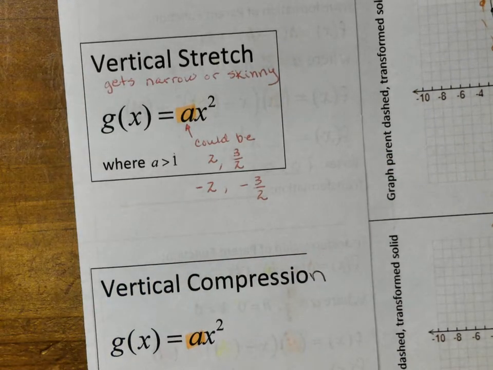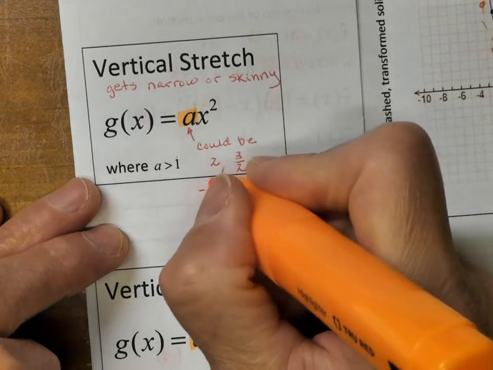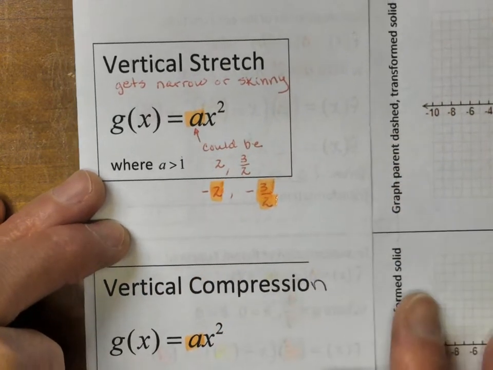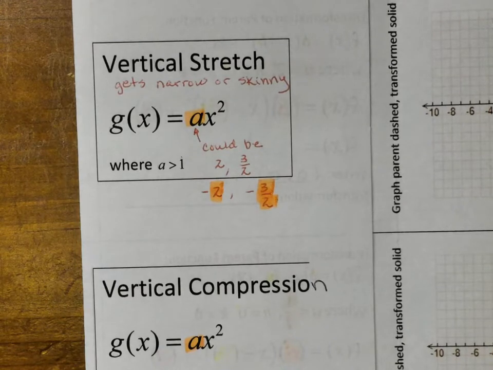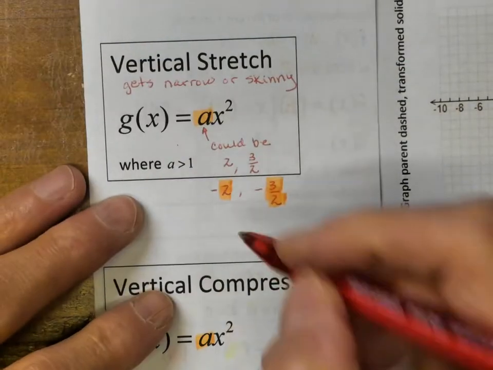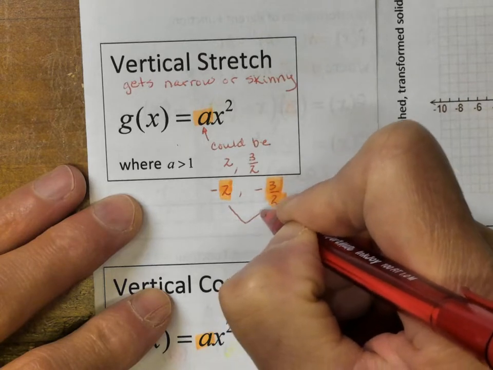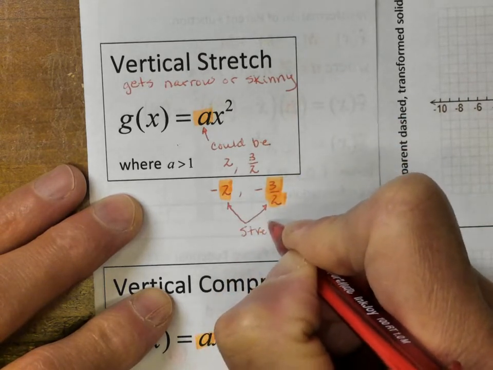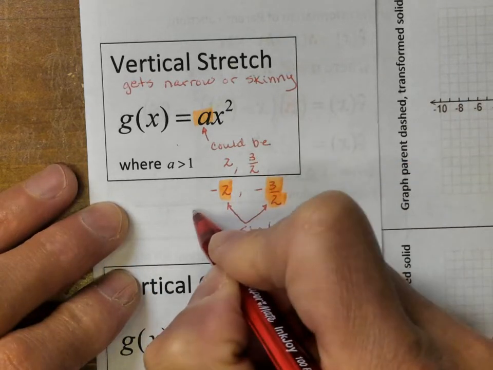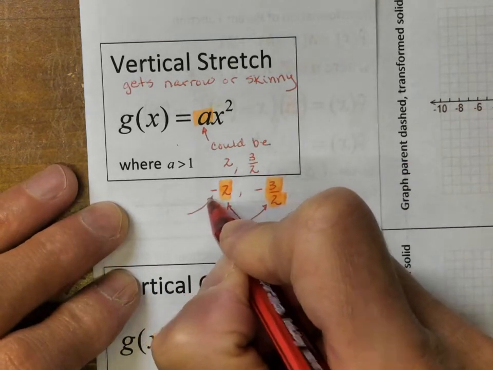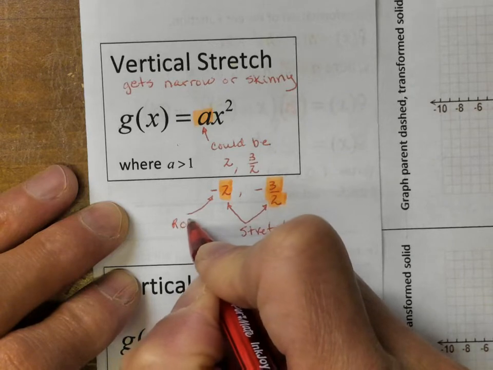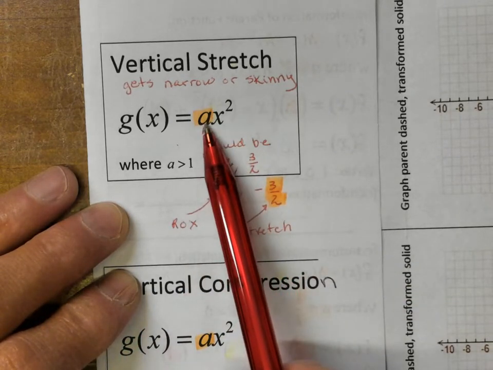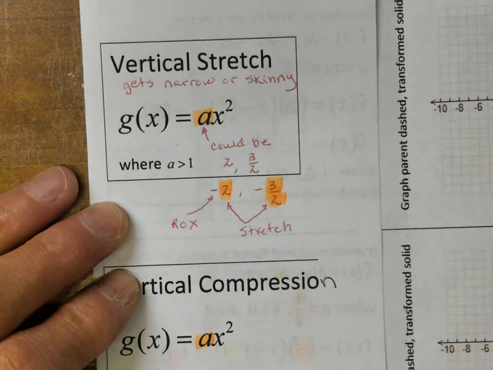But what I want to point out is that this number here is what's causing the stretch. So this here that's highlighted, that's the stretch, and that negative there is the reflection over the x-axis. So you can have more than one thing happening with that A.